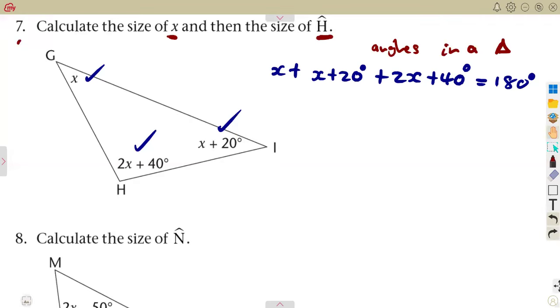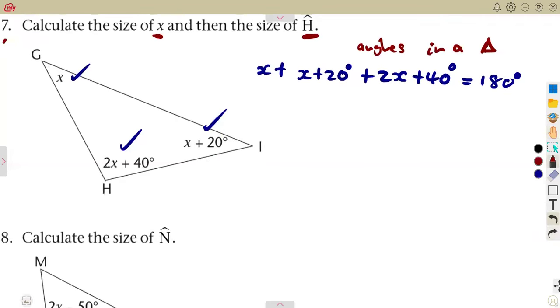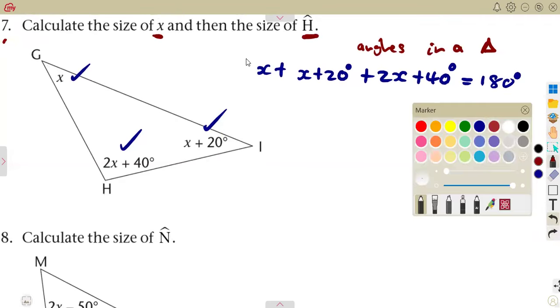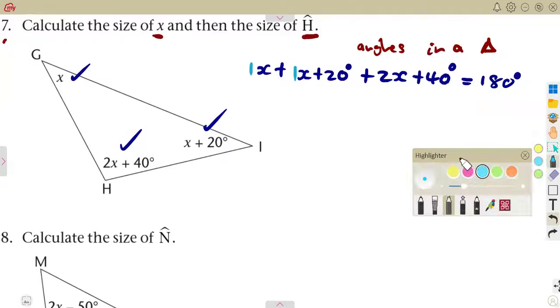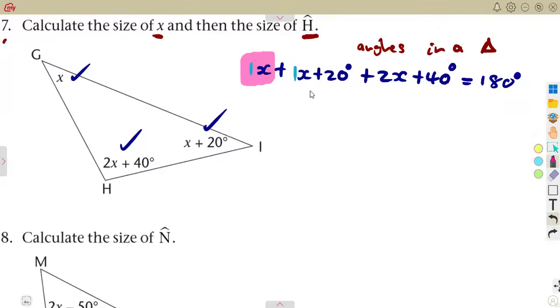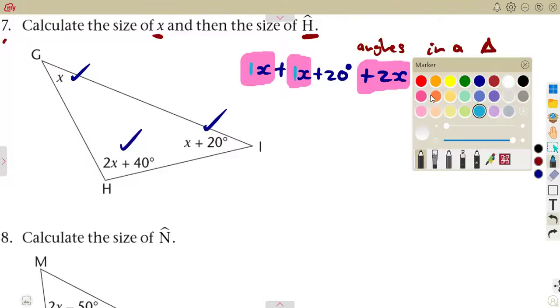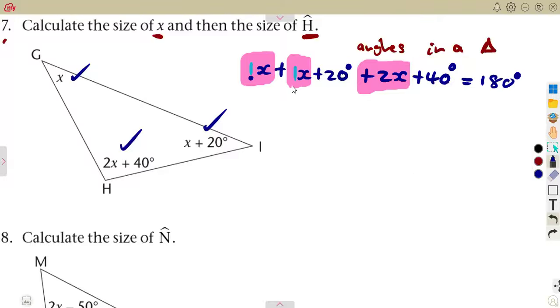What have we formed? An equation that we are supposed to solve. Just like previously, this is 1X, this is also 1X, this is 2X. So we can consider the like terms, that is the terms of X. There is X here, there is also X here, there is also X on this part. So we're going to add all that part where X is 1 plus 1, which is 2, plus 2, which is 4. So that's 4X.